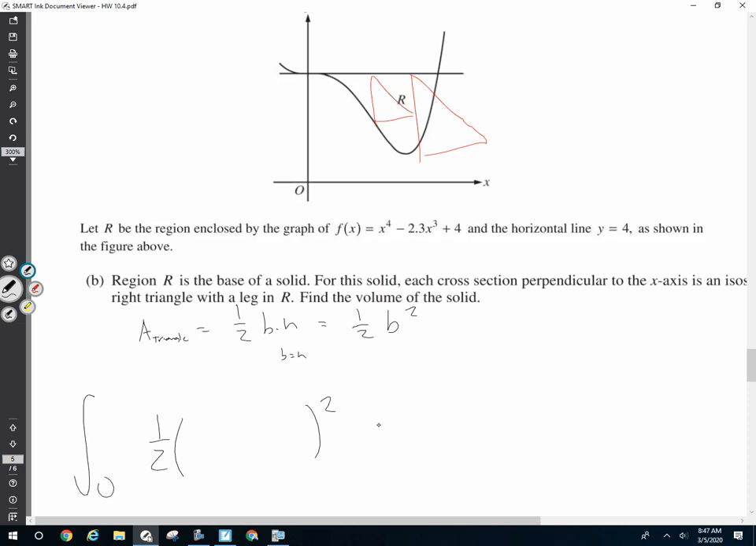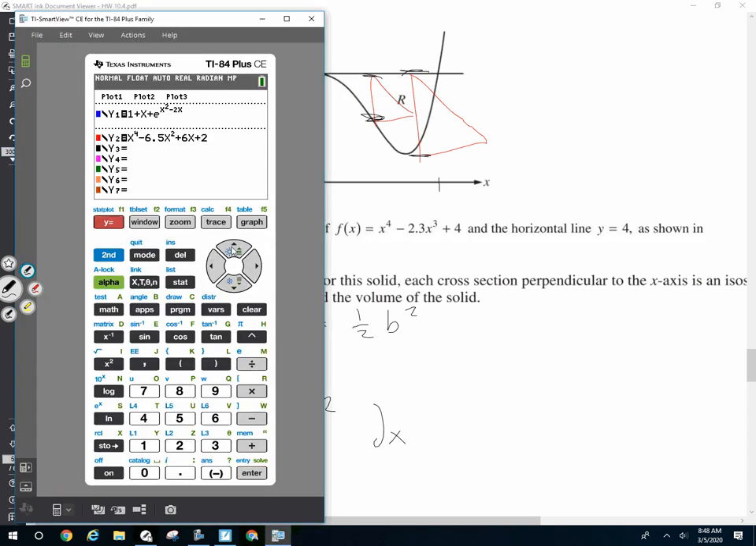We're starting at 0, but we have to go to this intersection here. I don't know what that intersection is. I have to find it. My base lengths are all top minus bottom distances. Top minus bottom. This y distance minus this y distance. So it's 4 minus f of x. And then let's find the intersection.